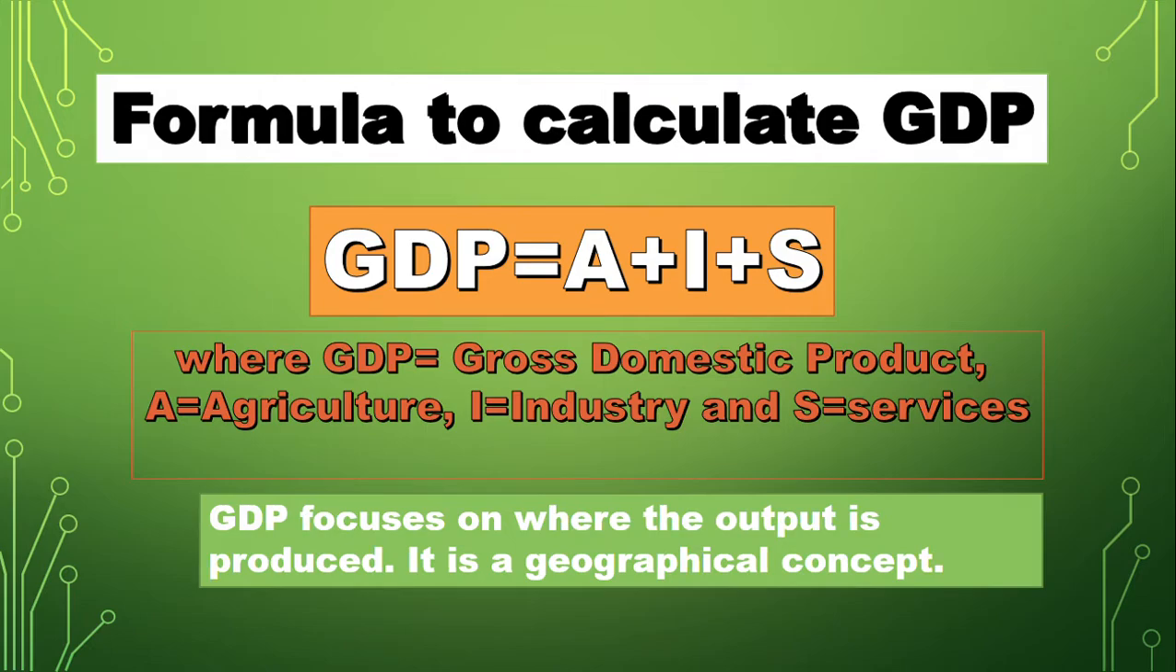The formula to calculate GDP is agriculture plus industry plus service. It means we add all the production of the final goods in agriculture sector, industrial sector, and service sector, and when we add its monetary value, it becomes gross domestic product. When we talk about GDP, GDP focuses on where the output is produced. It means that the goods have been produced in which place. If the goods are produced inside a certain country or inside Nepal, then all the goods and services produced inside Nepal is added in GDP, whether it is produced by the foreigners or produced by the citizens. So it means GDP is a geographical concept.